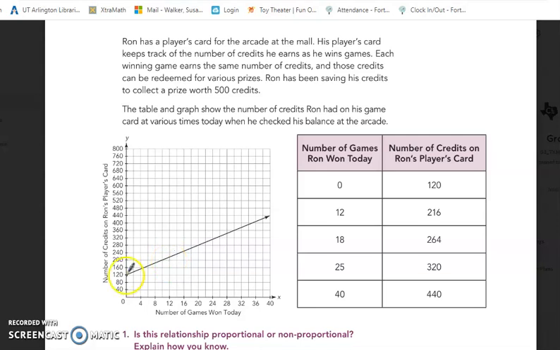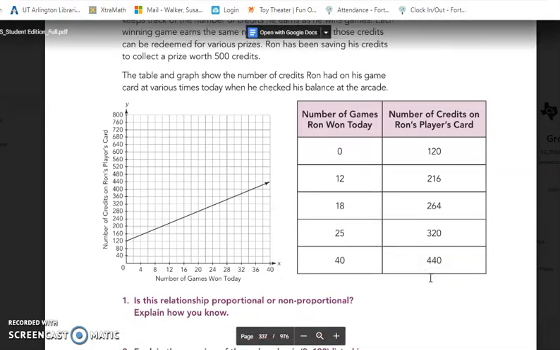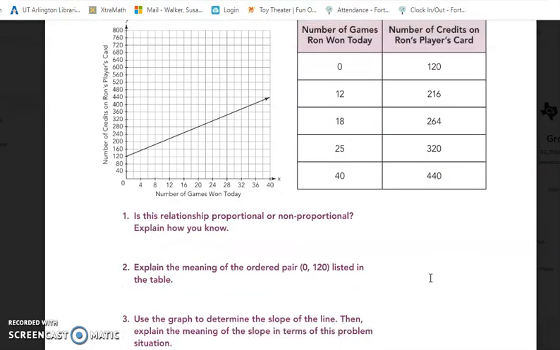We don't see specific points, but that's okay. We could do 40 and 440. We can put a point there, okay? The rest of these, I usually say these are our betweens, okay? So this says, is the relationship proportional? That's this next question. Now we have focused on this for weeks and weeks and weeks. Is the relationship proportional or non-proportional? This is non-proportional.